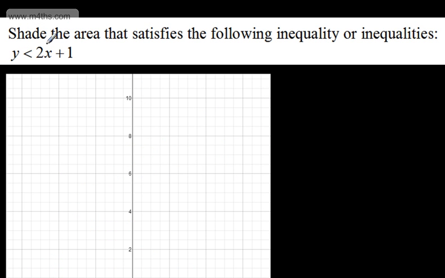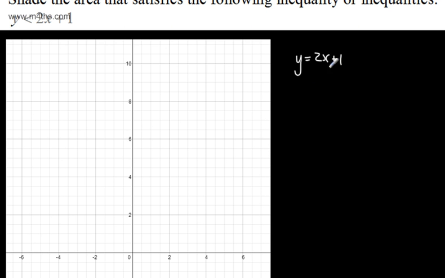Okay, shade the area that satisfies the following inequality or inequalities. y is less than 2x plus 1. So what we need to do is graph the line y is equal to 2x plus 1. A couple of different approaches with this. You can set x to 0 and y to 0 and find the points of intersection, or you can simply draw a straight line with a gradient of 2 and a y-intercept of 1.